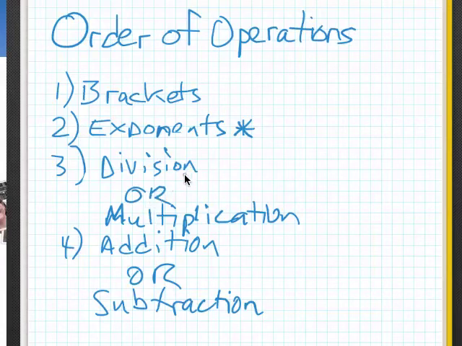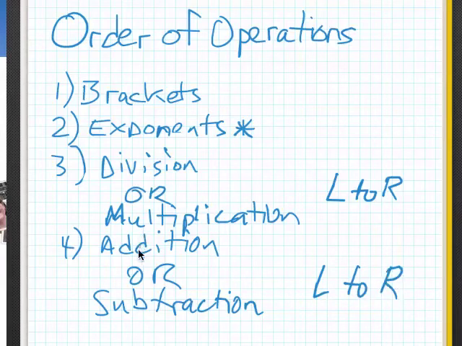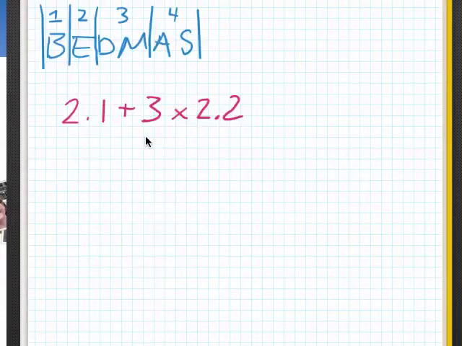And that means that you're just going to work from left to right, L to R, and whatever division or multiplication comes first, from left to right. And then the last thing you do is addition or subtraction, and that is also left to right. It is not addition before subtraction, it is addition or subtraction. And you just go from left to right. Look at an example here.